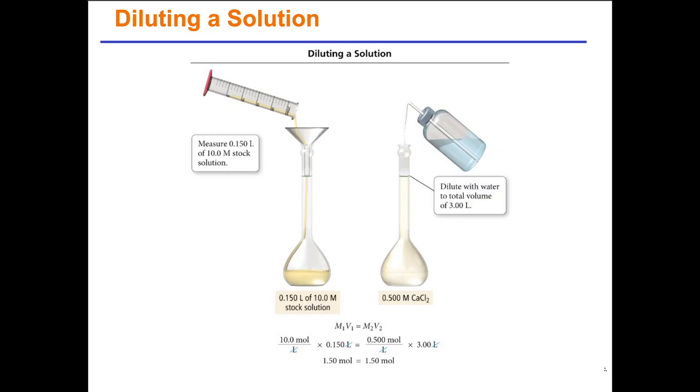So it turns out we need to add 0.150 liters of our stock solution. We're starting from a 10 molar stock solution, and we'll do this calculation in a moment. Add that first, and then dilute it with water up to the mark and mix it. That'll be your new solution. Notice we started from a much darker yellow and went to a much paler yellow solution. Essentially you're just giving the solute molecules more space to move around in.